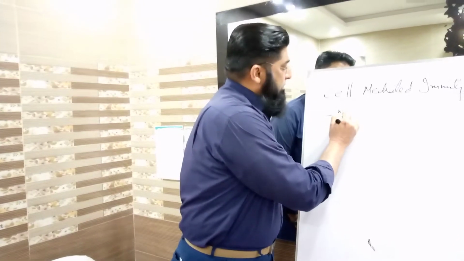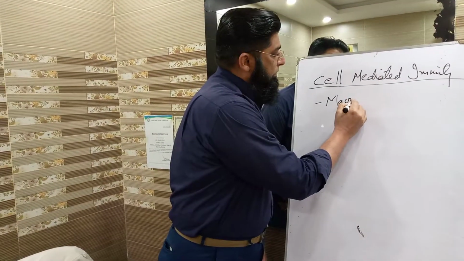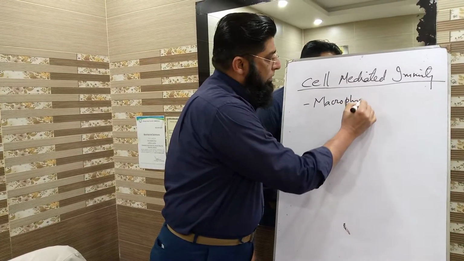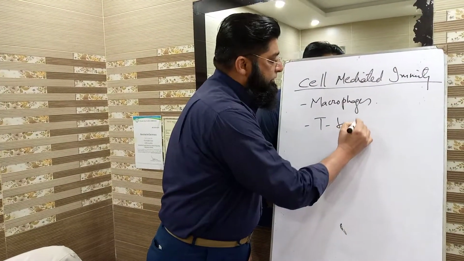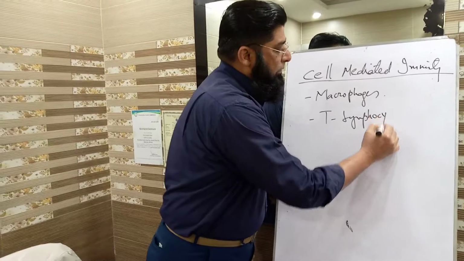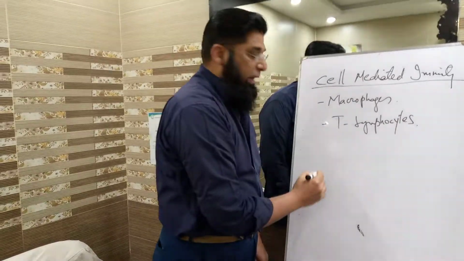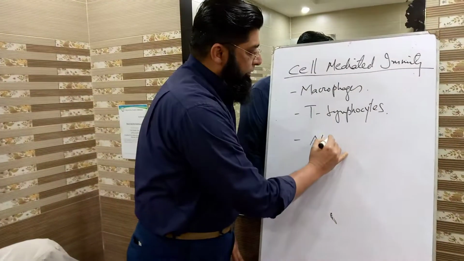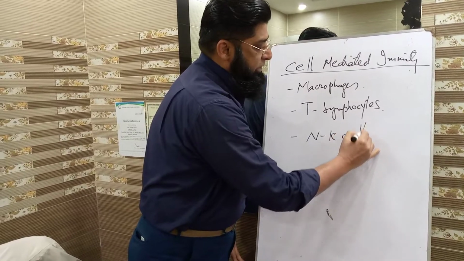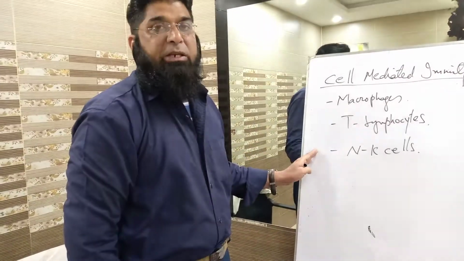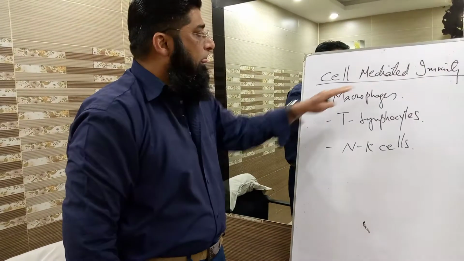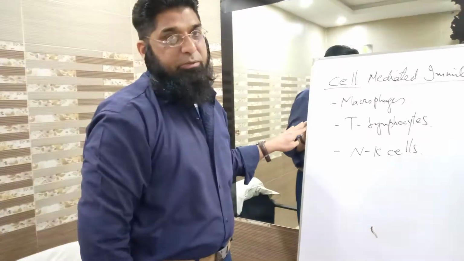What are those different types of cells? Number one, macrophages. Number two, T lymphocytes. And number three, natural killer cells. Students, these are the three main cellular components of cell mediated immunity.